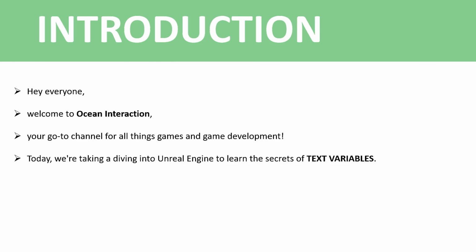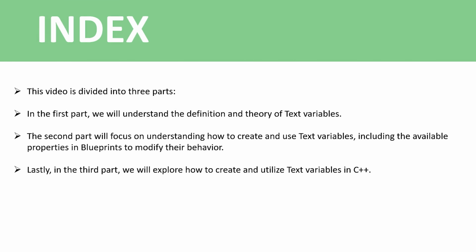Today we are taking a deep dive into Unreal Engine to learn the secret of text variables. This video is divided into three parts. In the first part, we will understand the definition and theory of text variables. In the second part, we will focus on understanding how to create and use text variables, including the available properties in Blueprint to modify their behavior. Lastly, in the third part, we will explore how to create and utilize text variables in C++.